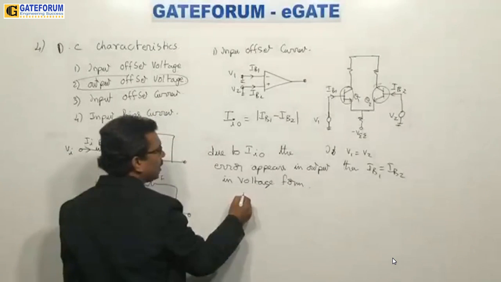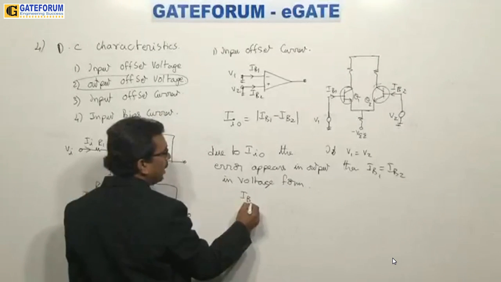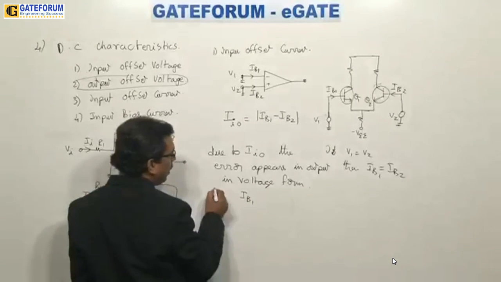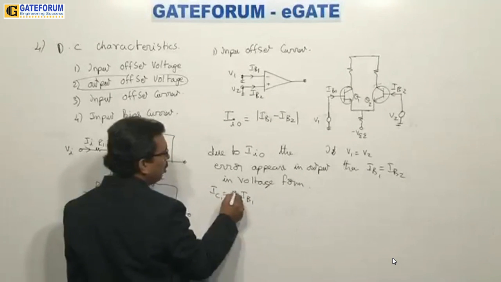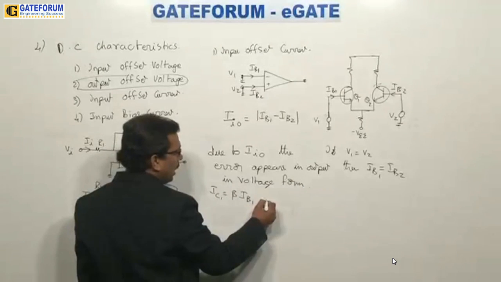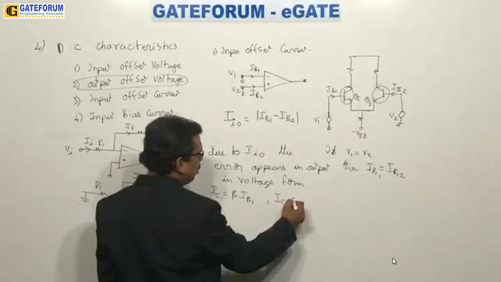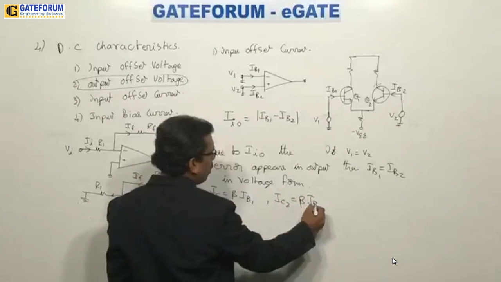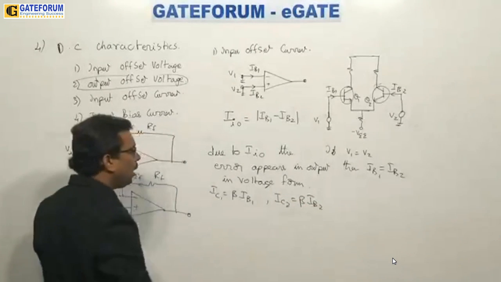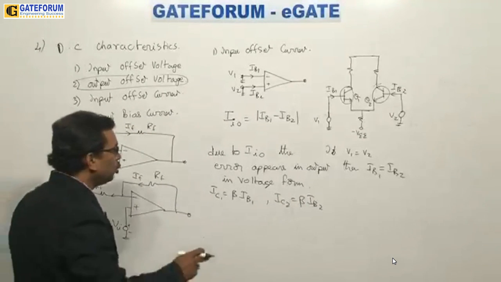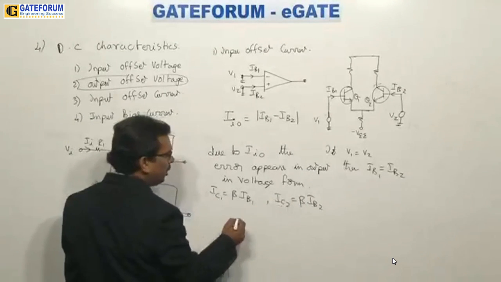Okay, why? Because now you see here IB1 should be equal to IB2. But here IC1 will be equal to beta times IB1, and IC2 is equal to beta times IB2. Because there is a difference in beta, or because there is a difference in any of the parameters of the transistor, due to that reason IC1 and IC2 will differ.